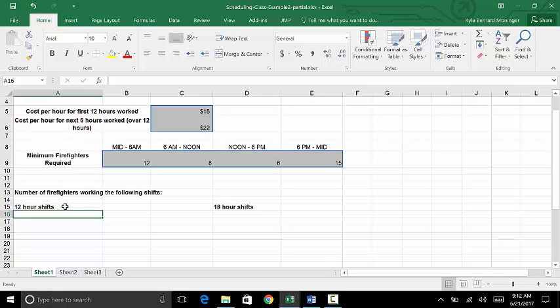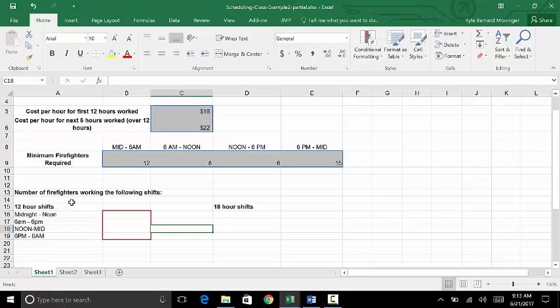Let's think if someone started at midnight, that worker would work until noon. That would be a 12-hour shift. If they started at 6 a.m., they would work till 6 p.m., and so forth. Those are my 4 possible 12-hour shifts, starting at each of these time periods.